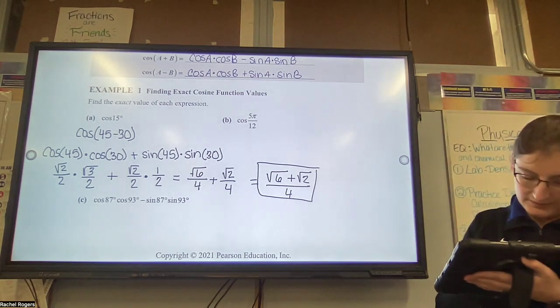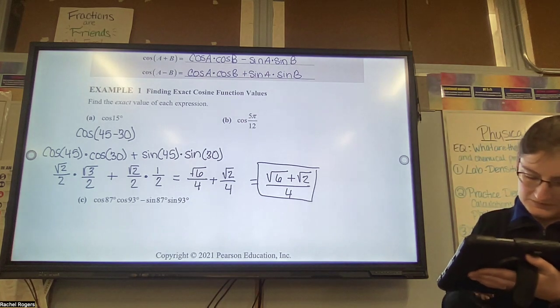Let's see if we can make this a little smaller so I can scooch that underneath.